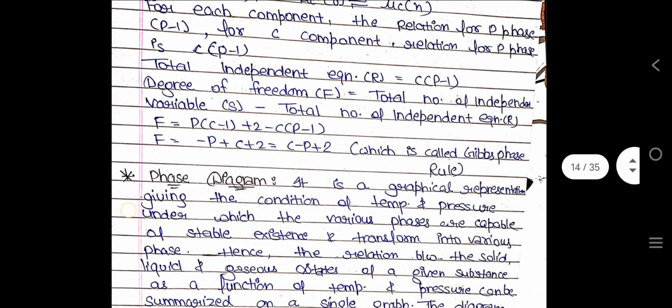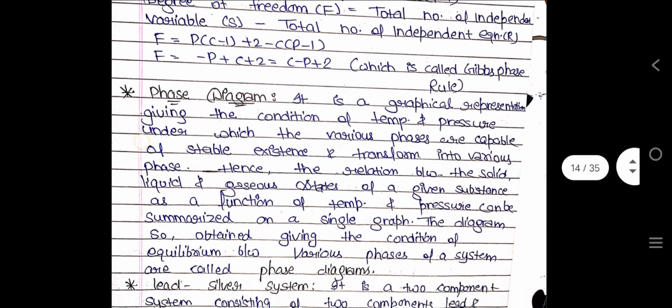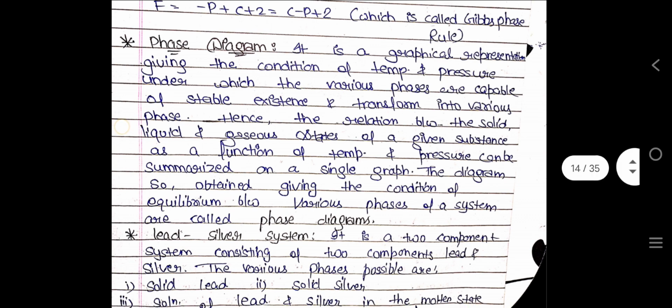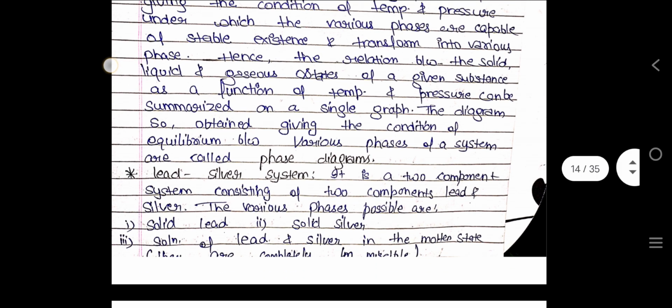To find the number of equations of equilibrium for one component: μ1A equals μ1B equals μ1N. For C components: μCA equals μCB up to μCN. For each component, the relations for phase P minus 1 for component C, that is C into P minus 1. Total independent equations R is equal to C into (P minus 1).